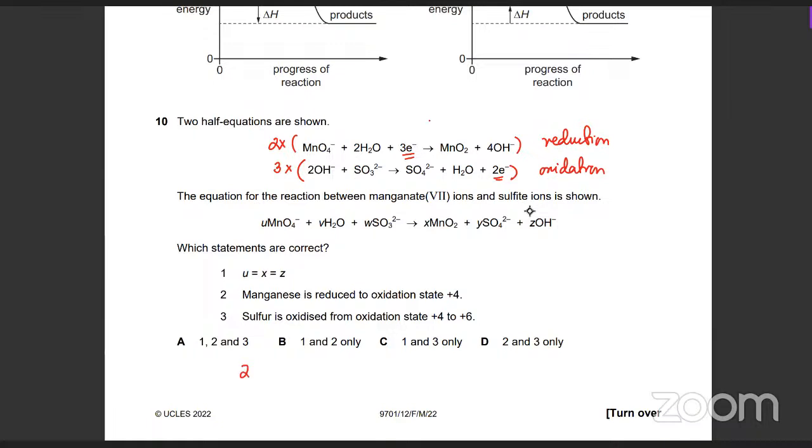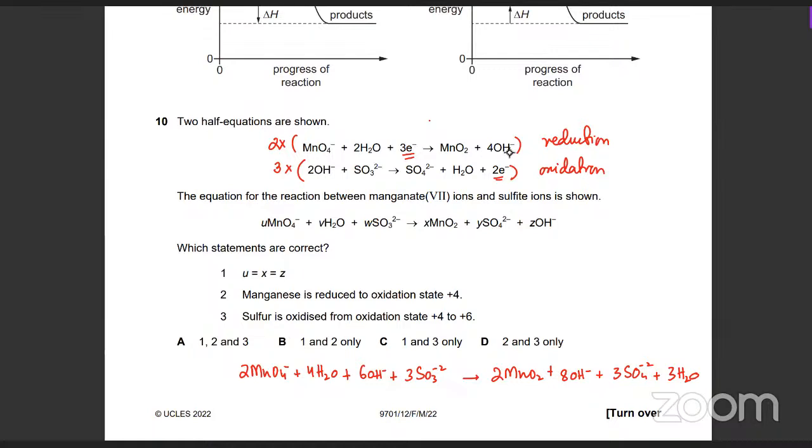So the reactants are 2MnO4 minus 1, 4H2O, 6OH minus 1, and 3SO3 minus 2. And then the products: 2MnO2, then multiplying by 2, 8 OH ions, then 3SO4 minus 2, plus 3 H2Os.